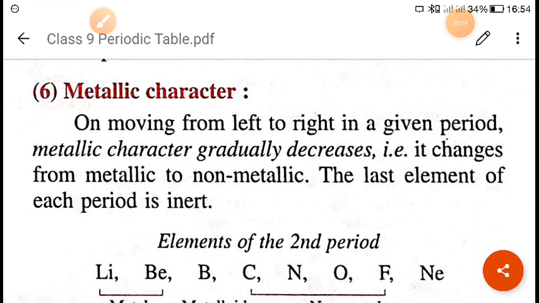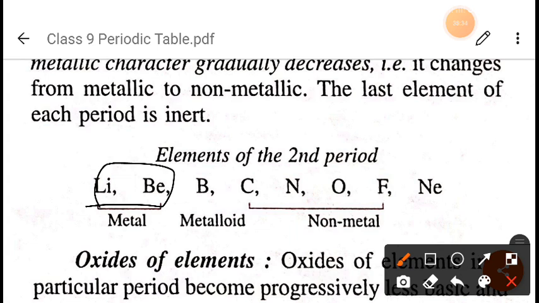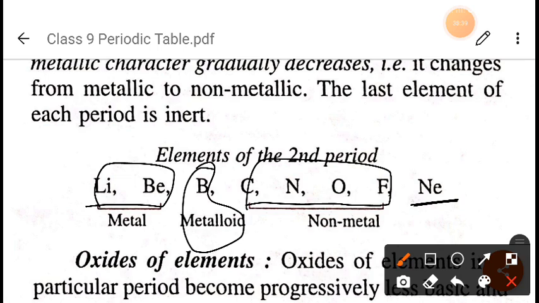For example, you can see, when we are talking about the second period, lithium and beryllium are metals. After that, boron is a metalloid, and after that, carbon, nitrogen, oxygen and fluorine are all non-metals, right. So as you can see, lithium and beryllium are metals, boron is a metalloid, and after that, these are non-metals, and this is the noble gases. So I hope you have understood.